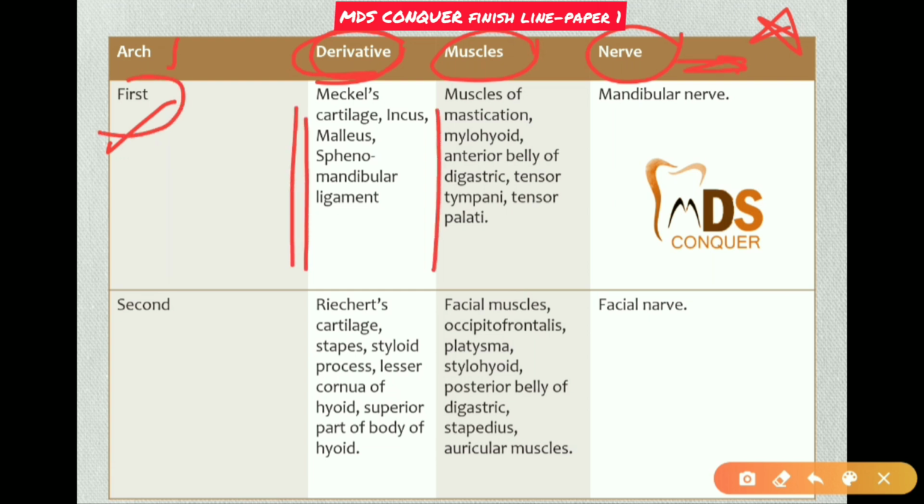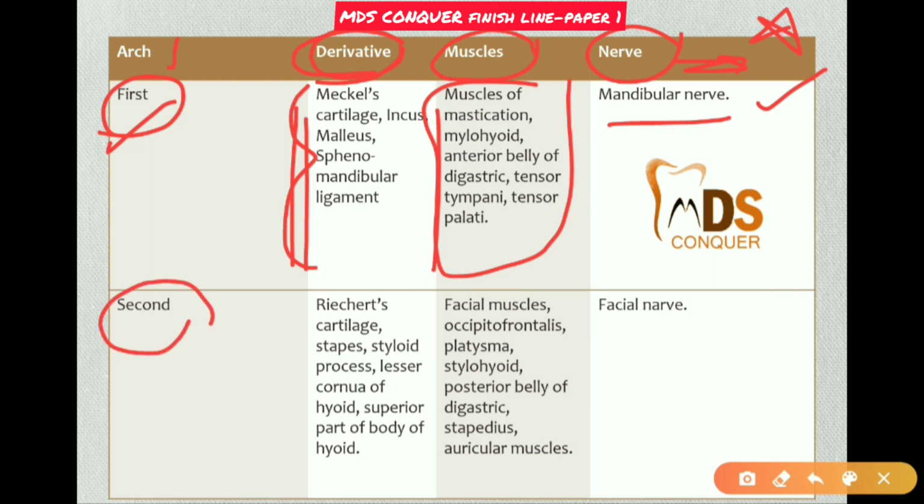The first arch derivatives are Meckel's cartilage, incus, malleus, and sphenomandibular ligament. These are the muscles of the first arch, and this is the nerve of the first arch. Coming to the second arch, these are the derivatives of the second arch.